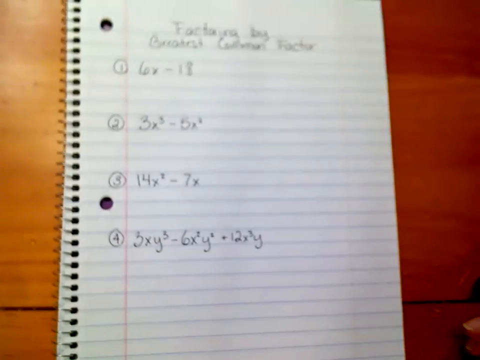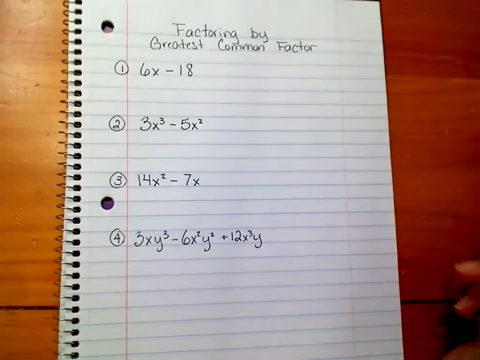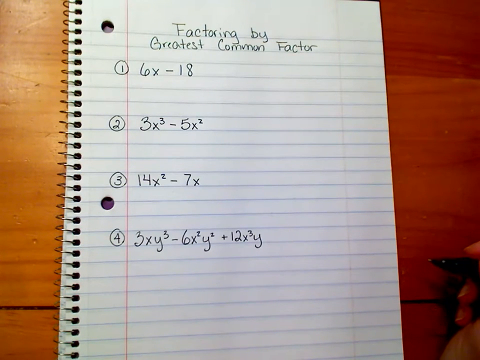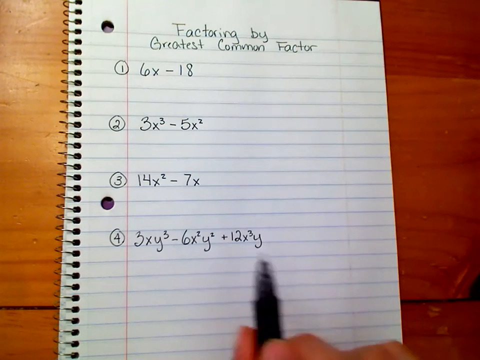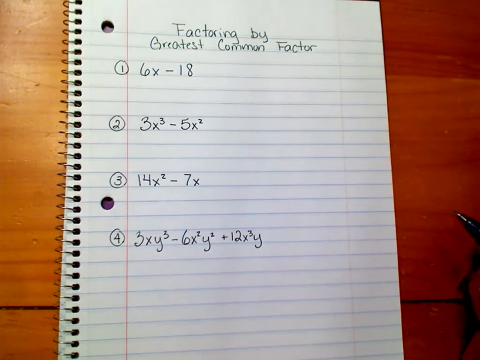We're going to talk about factoring using the greatest common factor. The greatest common factor is always the first thing you should look for when you're factoring. So we have a couple problems we're going to do here. This number 1, we're looking for the greatest common factor between 6x and 18.